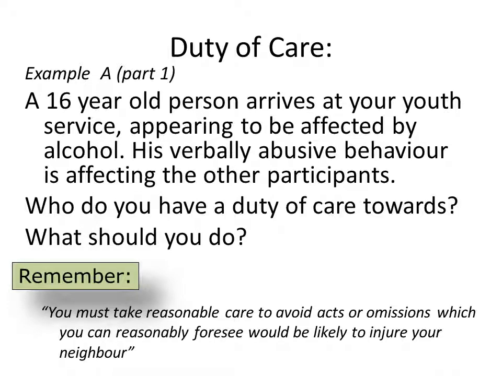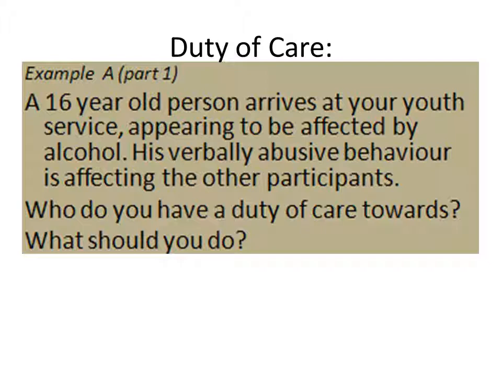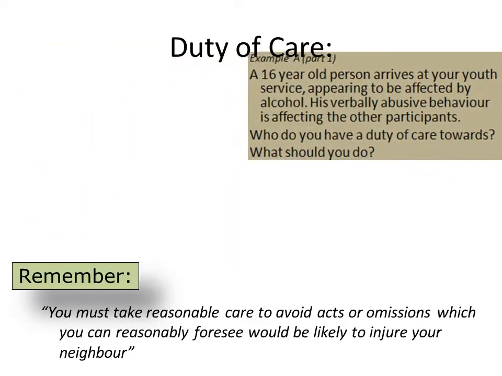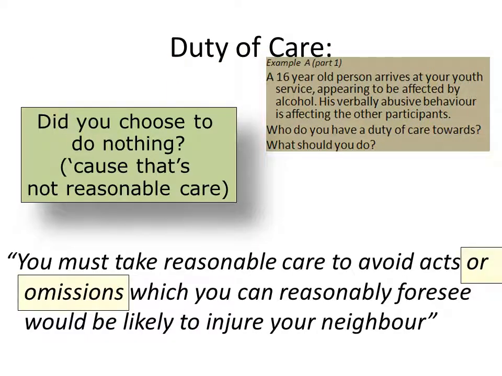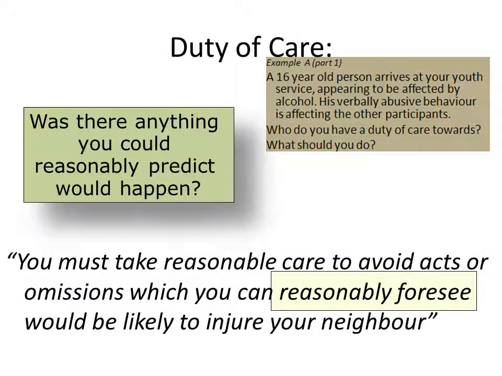That's the duty to take reasonable care to avoid acts or omissions. Choosing to do nothing doesn't work. You could even see some problems here. If you chose to do nothing, you're just skipping over the omissions part. If there's something you could reasonably predict was going to happen, and look, a 16-year-old being verbally abusive, we could reasonably predict, yeah, this could get ugly.